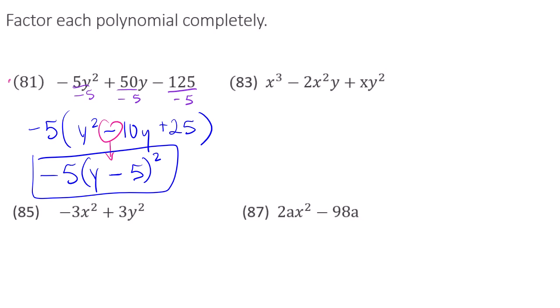Okay, remember that this means y minus 5 times itself, right? Y minus 5 times y minus 5. It does not mean that you can distribute the 2 to each of those terms, right? It's not y squared minus 5 squared. That's not the same thing. Okay, keep that in mind.